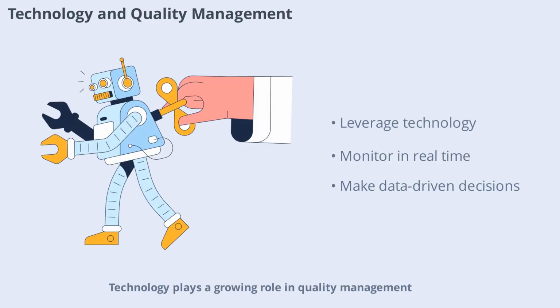Technology plays a growing role in quality management. Tools like project management software, automated testing, and data analytics can streamline processes and improve accuracy. By leveraging technology, you can monitor quality in real time, identify issues quickly, and make data-driven decisions. Stay up to date with the latest tools to keep your quality management practices effective and efficient.